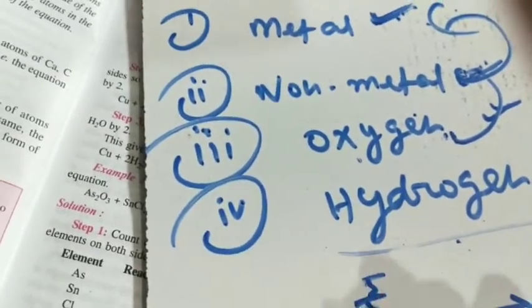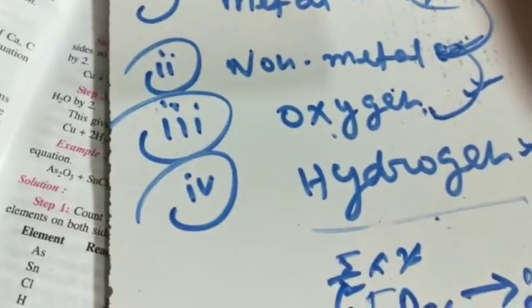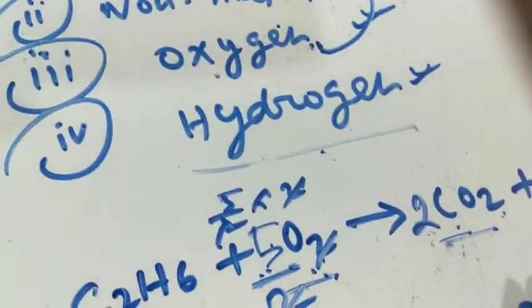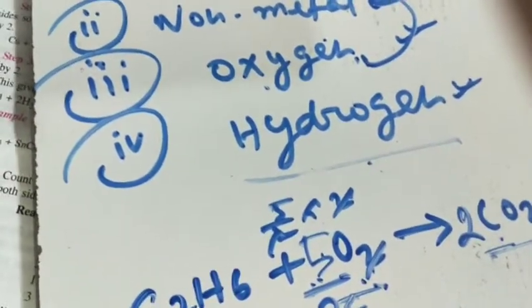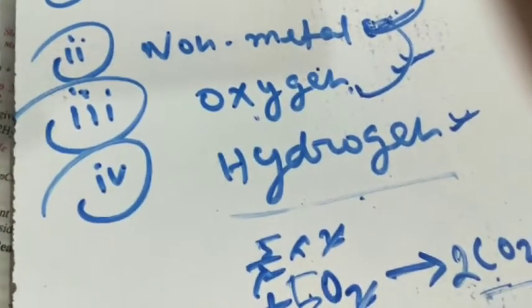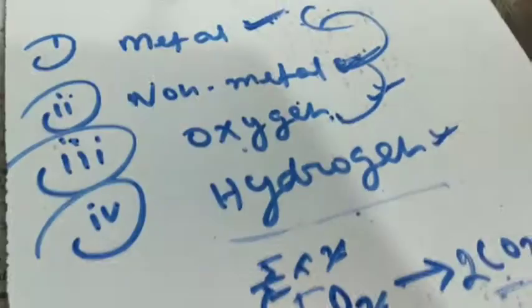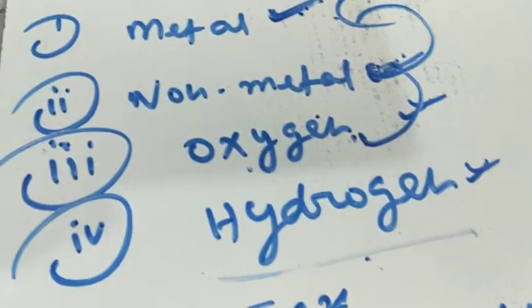Now after multiplying each term by 2, you get 2C2H6 plus 5 by 2 into 2. You see here 5 by 2 into 2 cancels, then 5 O2, and 2 multiplied by 2, that is 4 CO2, and 2 H2O. So the number of oxygen is balanced.